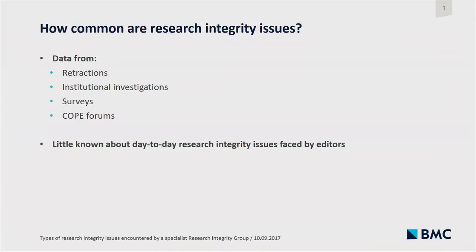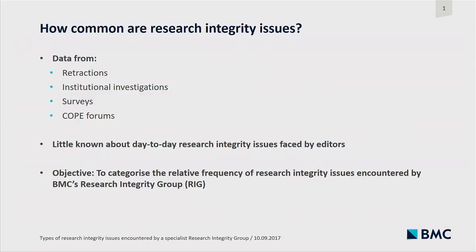In terms of published literature, there's some data from retractions, so the reasons why articles are retracted. There's also data if the results of institutional investigations are made public. There are also surveys asking researchers how common misconduct or questionable research practices are. And in terms of getting an idea of more day-to-day things, from the cases brought to COPE forums we get an idea of some of the issues that editors are dealing with, but obviously these are only the really complex cases that the editors felt they needed to seek advice from COPE on. But we know little about the day-to-day research integrity issues that are faced at journals.